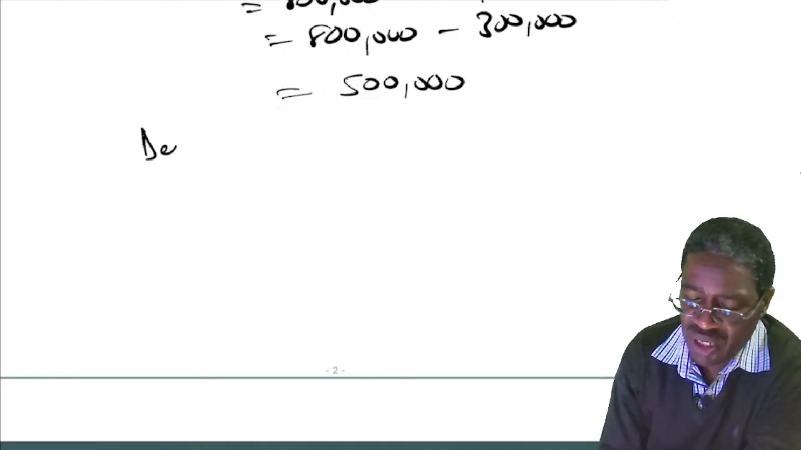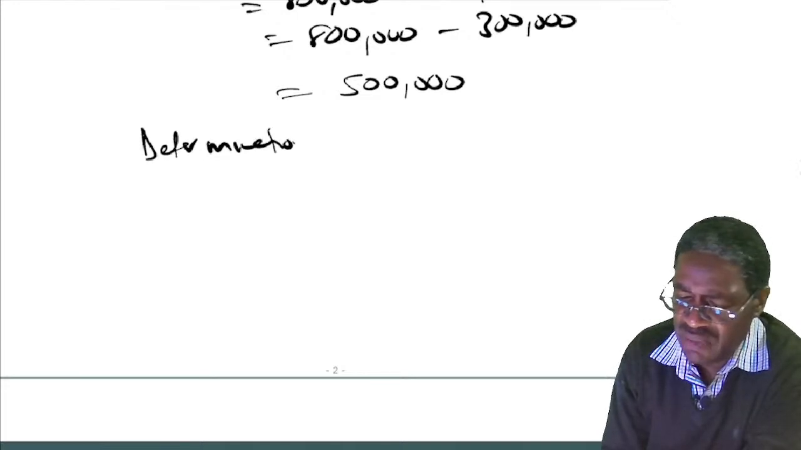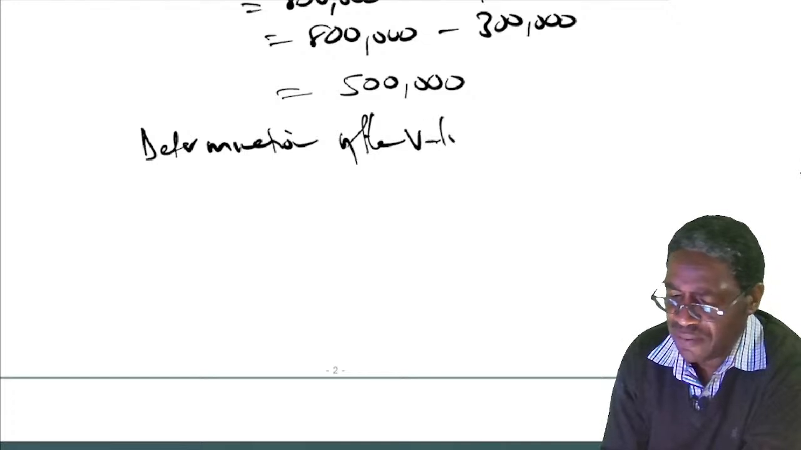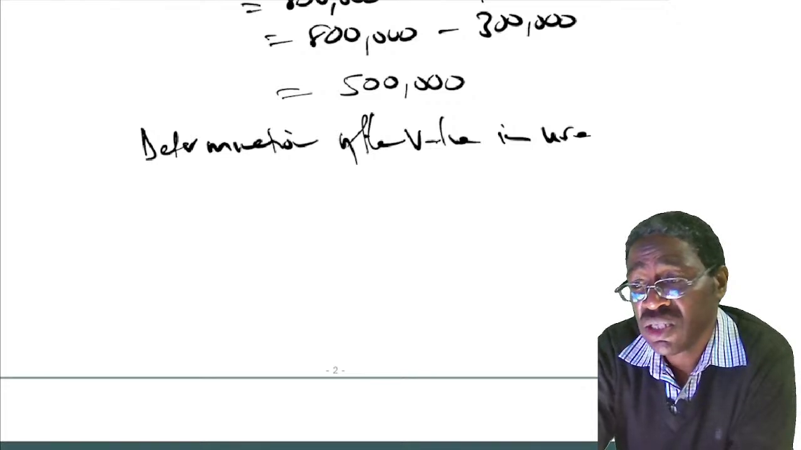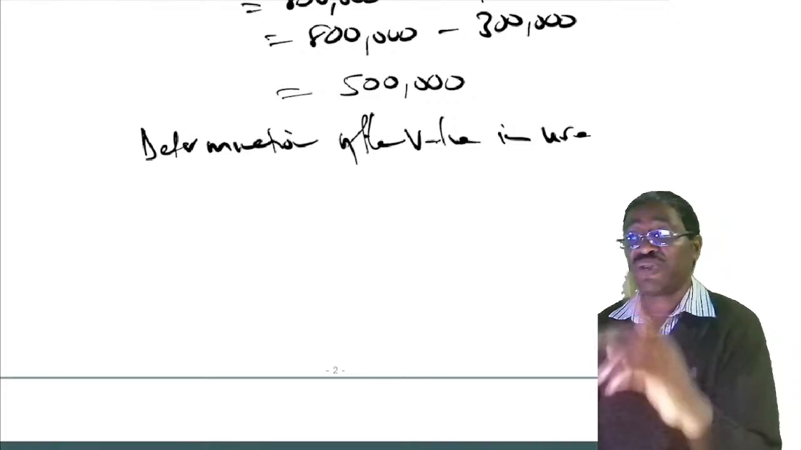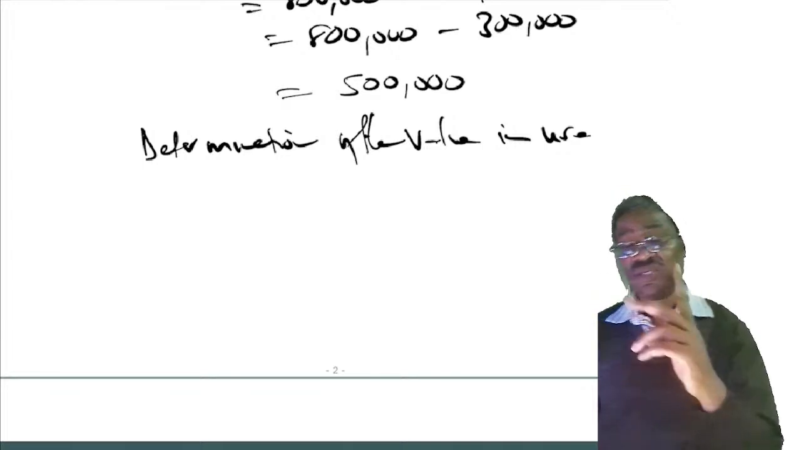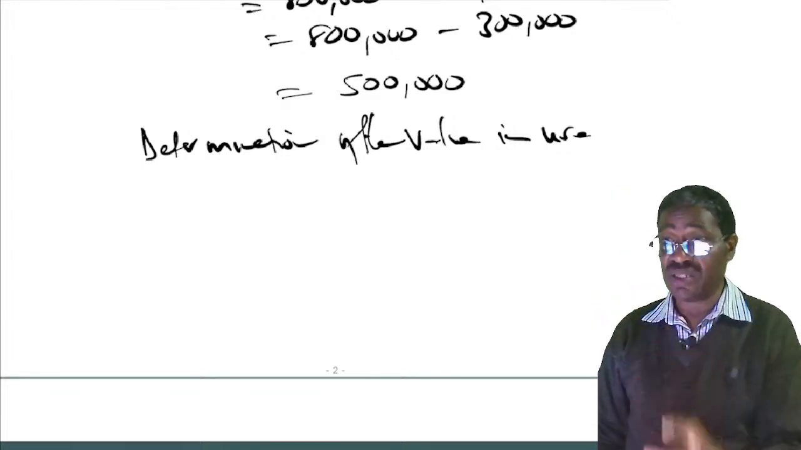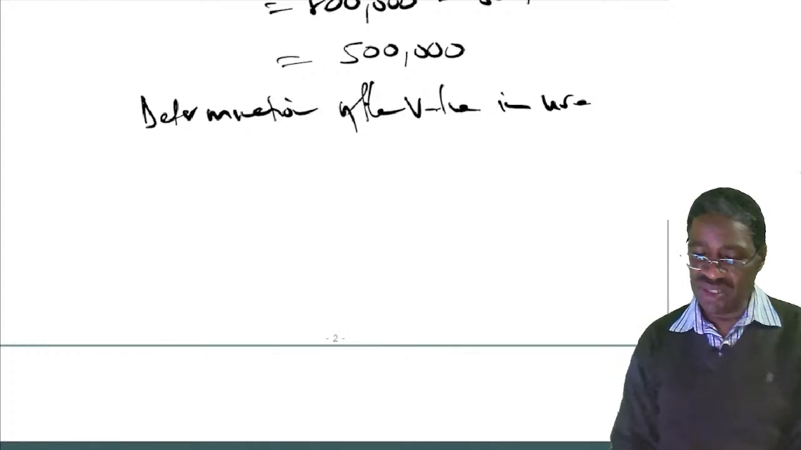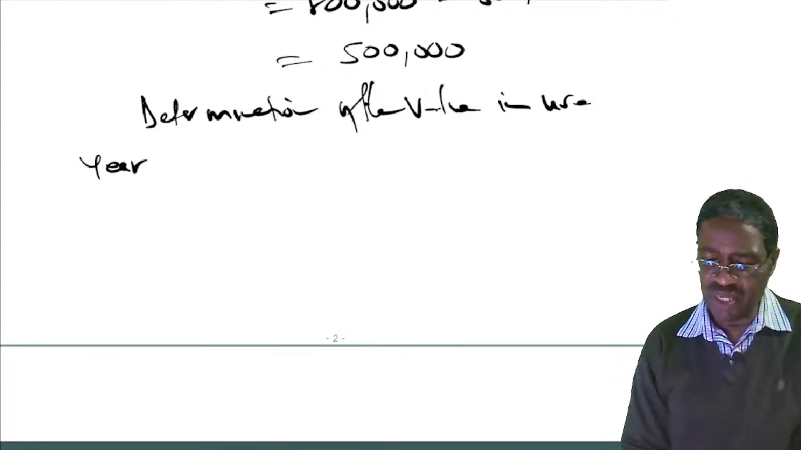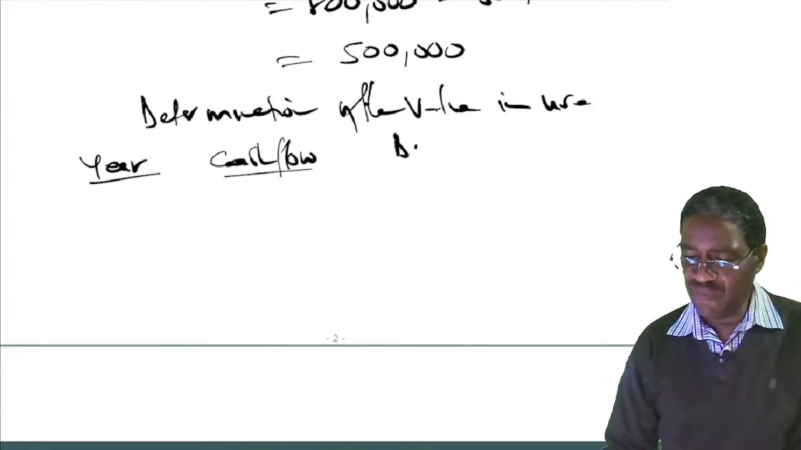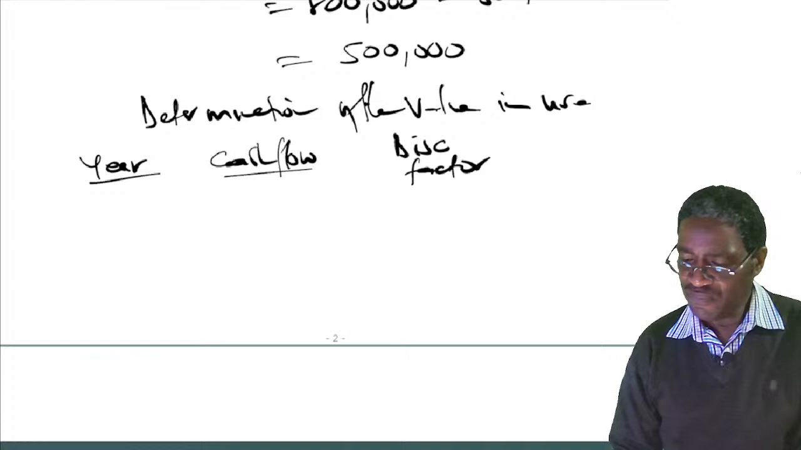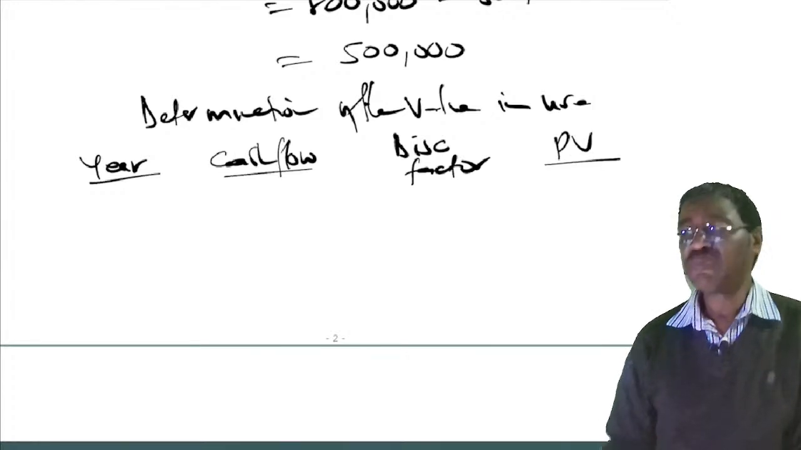Let's determine that value in use. Determination of the value in use. We have been given the projected cash flows for the next 3 years, and we have been given the discounting factors. This time you don't have to calculate them. So let's have the table. You need a column for the year, a column for the cash flows, a column for the discounting factors, and a column for the present values.